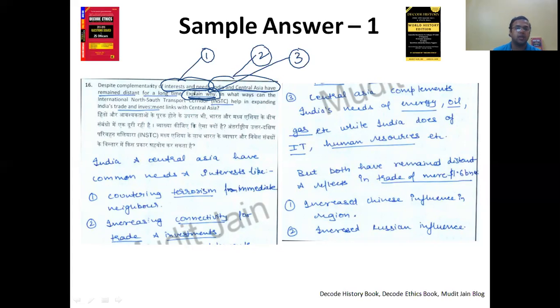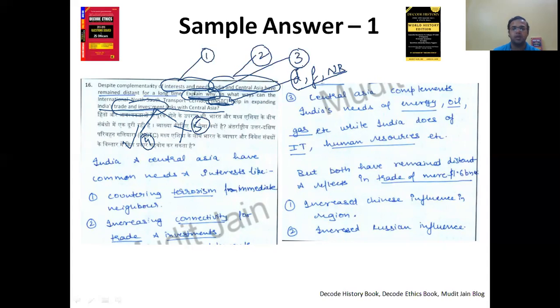In what ways can the International North-South Transport Corridor or INSTC help in expanding India's trade and investment links with Central Asia? So as you see, it is a keyword. You will define this. You will mention facts. You will mention news background related to it. And then you will come to whether INSTC will help in expanding trade and investment or not. So this itself gives you two parts: yes, it will expand, and last part, no, it won't expand. So overall, you can say that there are five parts of this question.